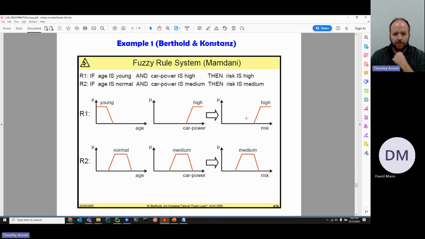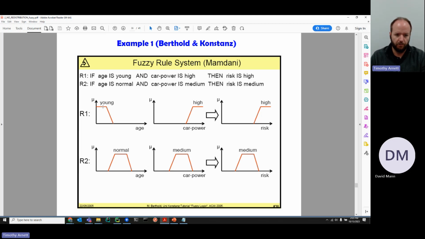Another example is this one where we're talking about insurance for cars based on the age of the person that is getting the insurance. And so this is an example where we have rules that determine what the risk level is based on the age and the power of the car. And so we have one rule that describes different associations based on the portions of the input space.